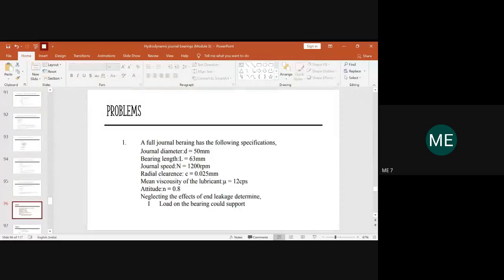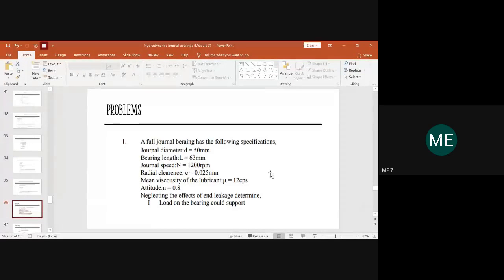So this is the first numerical we will be starting with. It is a problem on a full journal bearing. They have given us some specifications. You know that you will have a journal and a bearing, so it will have its own diameter value. The journal diameter here is given as 50 mm. The length of the bearing is given as 63 mm.